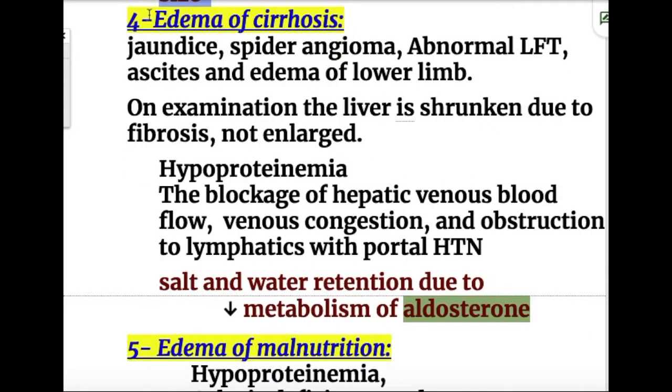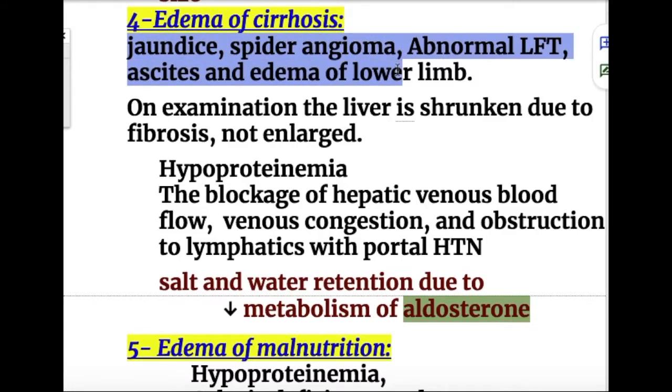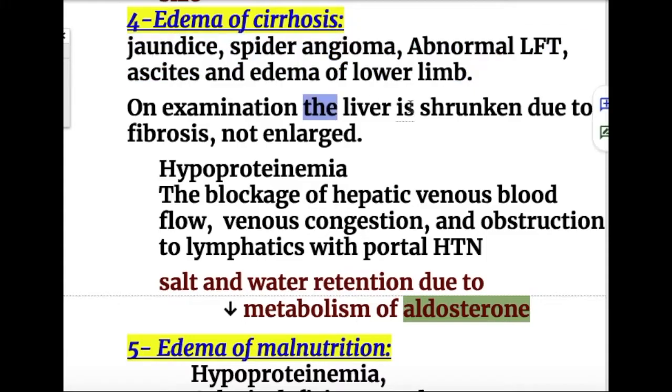Condition number 4 that causes edema is cirrhosis. There occur jaundice, spider angiomas, abnormal LFT, ascites, and edema of the lower limb initially. On examination of cirrhosis, the liver is shrunken due to fibrosis, not enlarged, and there occurs hypoproteinemia in cirrhosis because the liver fails to produce proteins including albumin.